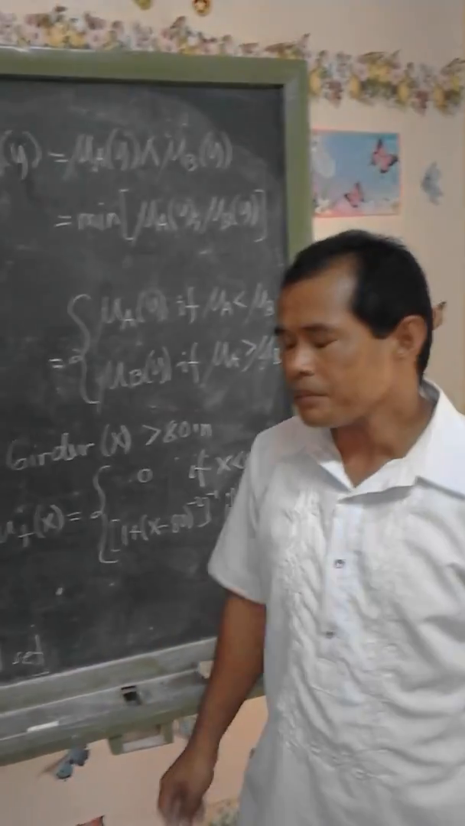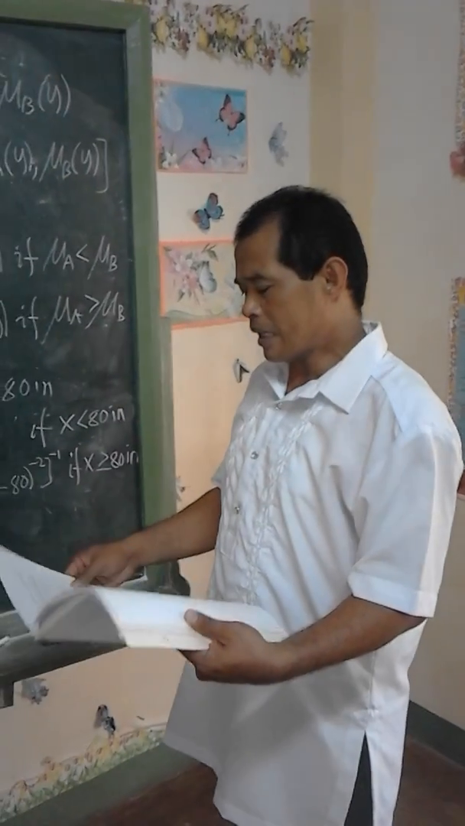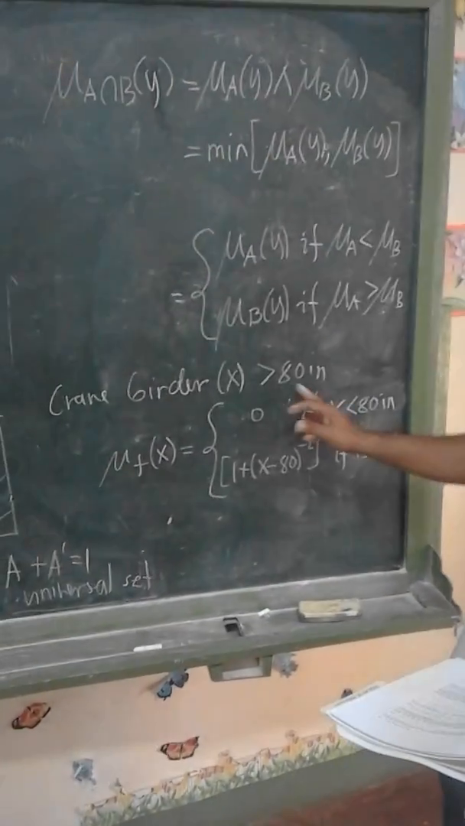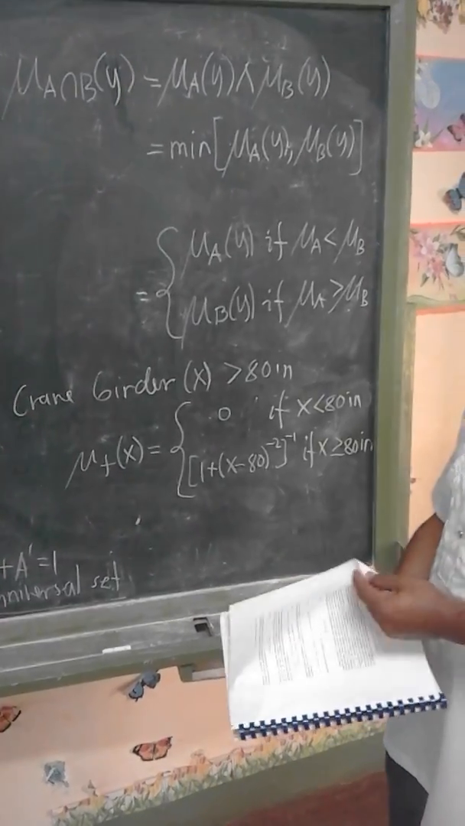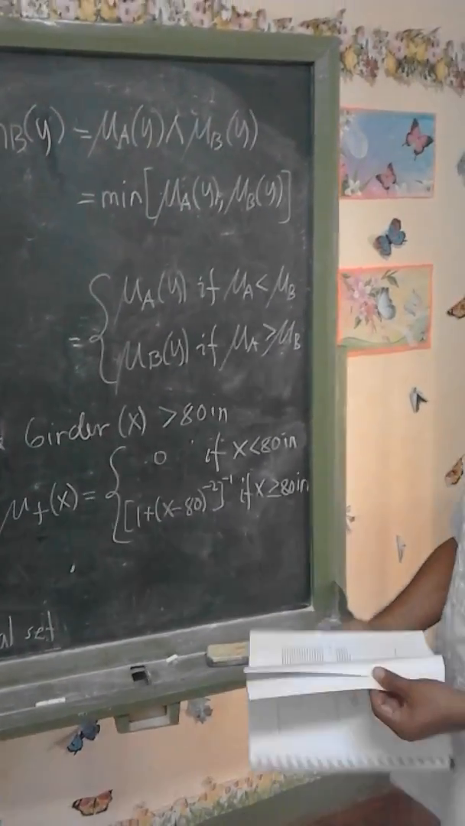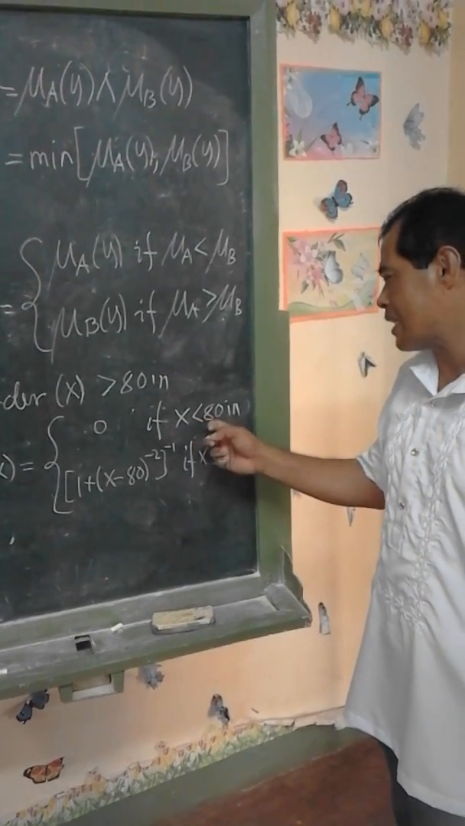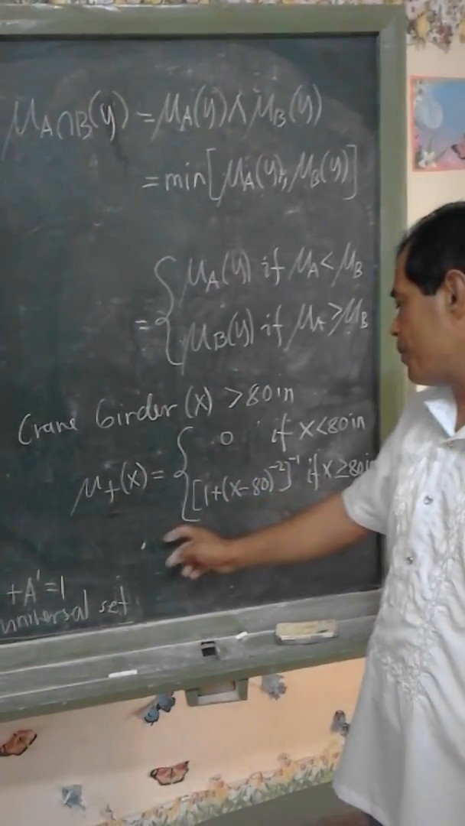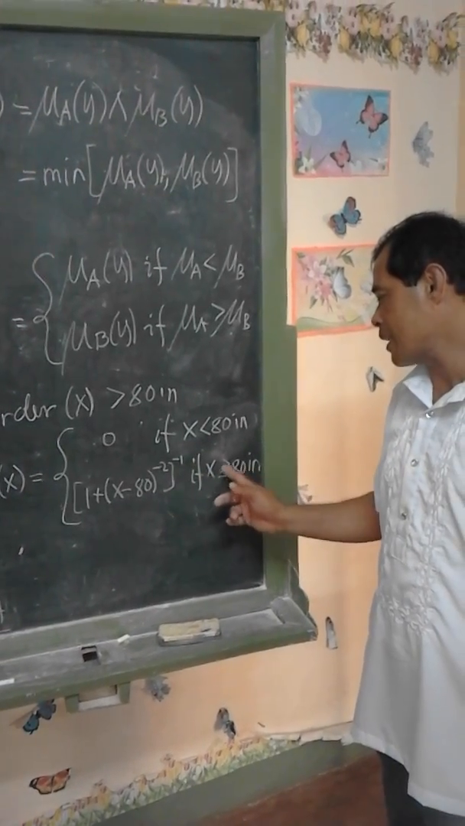Okay, for example, we have here an application in a crane. In a crane, for example, we have x, the crane girder x, that is less than or greater than 80 inches. So in this particular case, the membership function of x of f is equal to 0 if x is less than 80 inches. Or we have this value of the membership function of x with this f, that is 1 plus the quantity x minus 80 raised to the power of negative 2, all raised to the power of negative 1 if x is greater than or equal to 80.